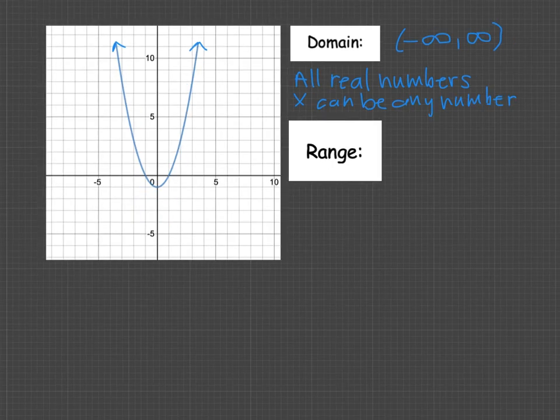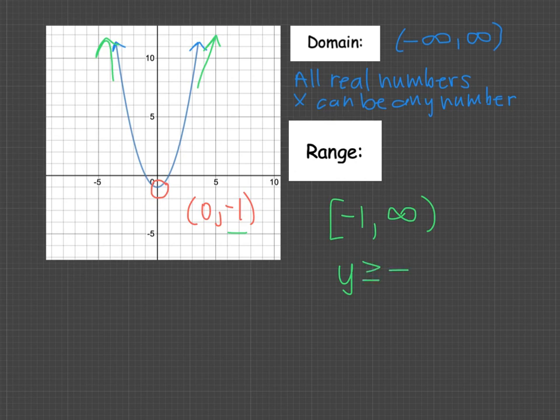But for the range, all right, we're looking for y values. We're looking for a lowest point to start off with, and we can circle a lowest point. That is the point (0, -1). The range then starts at -1, the y value of that point, and includes -1. But because we've got the graph increasing as x goes to -infinity and +infinity, that means y values continue to increase as well. It goes to infinity. So the range is -1 to infinity. And we can write that in inequality notation as y greater than or equal to -1.